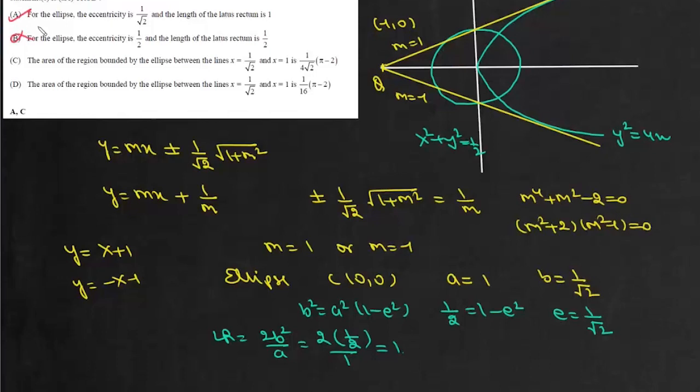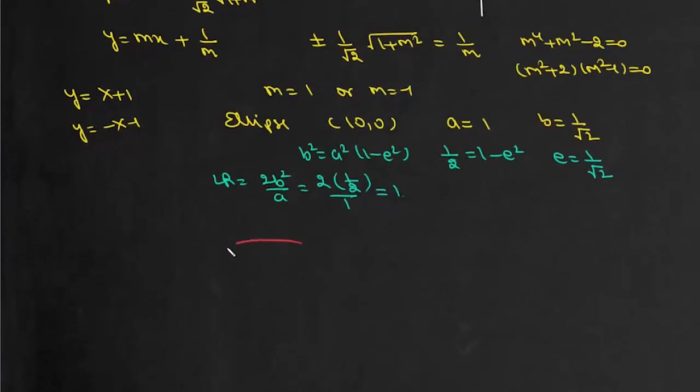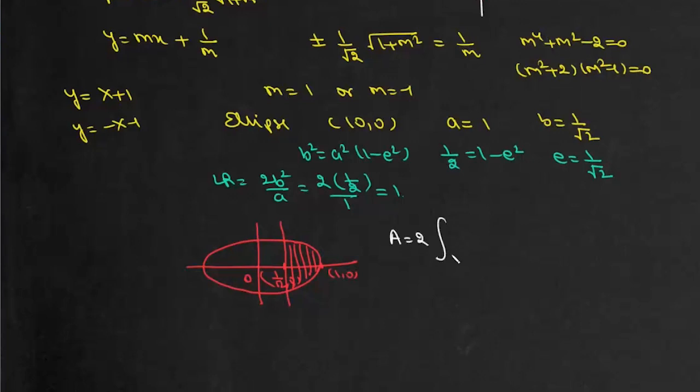C is the area of the region bounded by the ellipse between the lines x equals 1 by root 2 and x equal to 1. So here we are talking about this ellipse. Its center is at origin, focus at 1 by root 2 comma 0, and this point is 1 comma 0. So we are talking about this area. Now since there is a symmetry in the problem, the area above the x-axis is the same as the area below the x-axis. So this area will be 2 times the integral from 1 by root 2 to 1 of y dx.